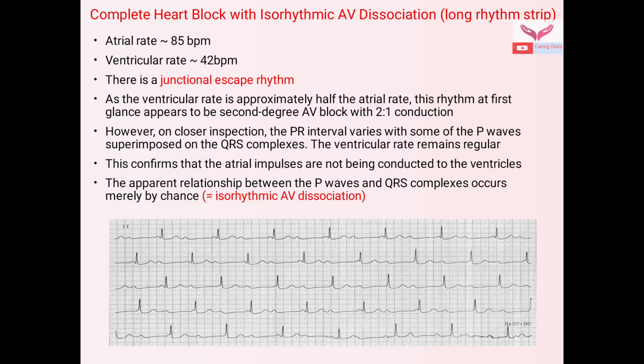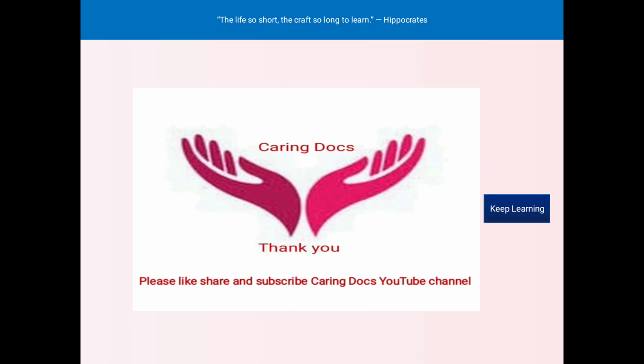However, on closer inspection, we can see the PR interval varies with some of the P waves superimposed on the QRS complexes. The ventricular rate remains regular. This confirms that atrial impulses are not being conducted to the ventricle. The apparent relationship between the P waves and the QRS complexes occurs merely by chance. So it is isorhythmic AV dissociation.